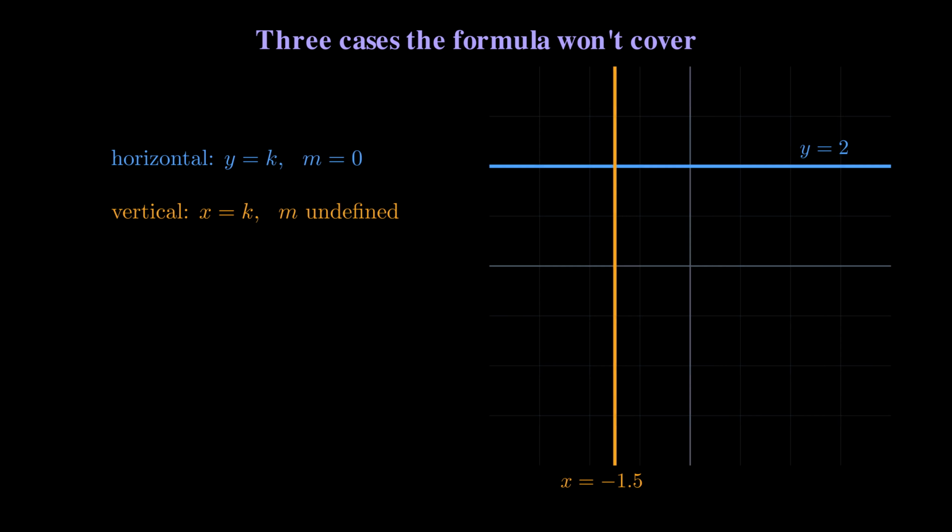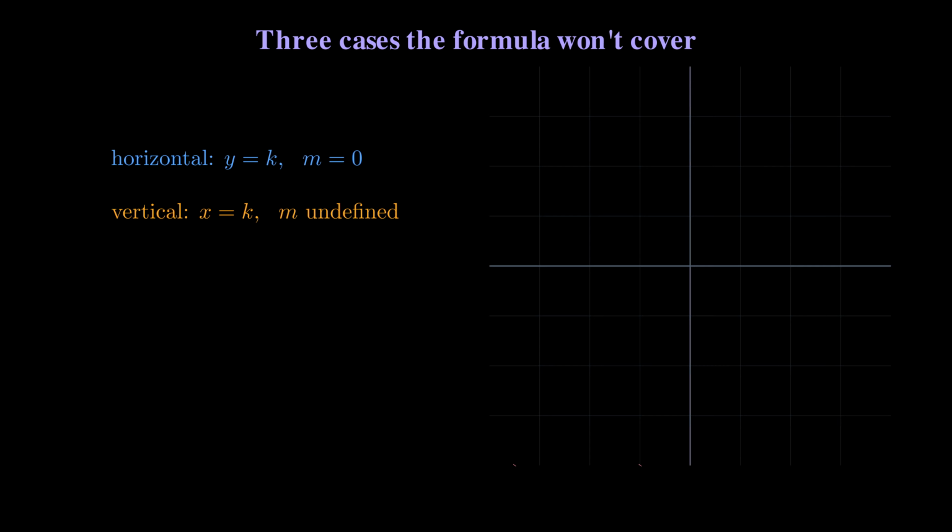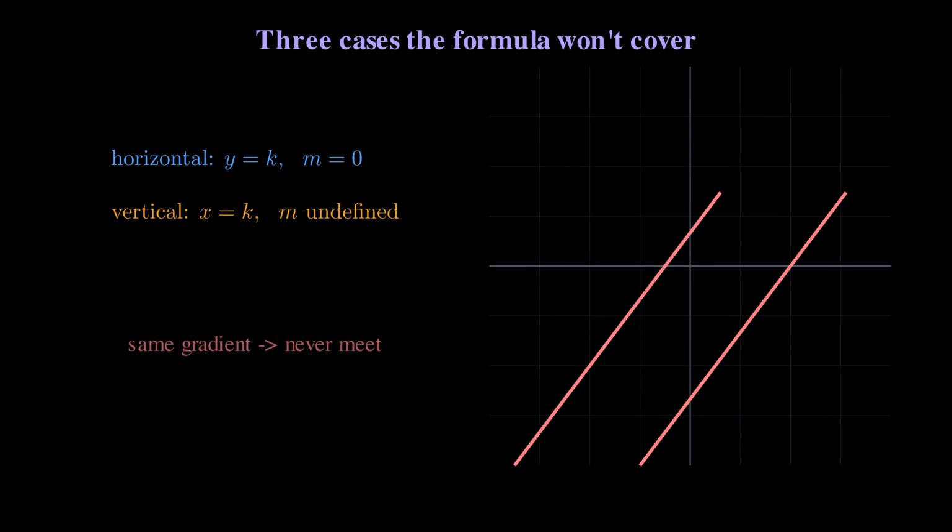And one fact, worth stating plainly. Parallel lines have equal gradients, so they never meet. There's no point of intersection to find. If you ever solve two line equations, and the x's cancel to give something impossible, that's the algebra telling you the lines are parallel. Time to use all of this on a ladder of 4 examples, easy to hard.